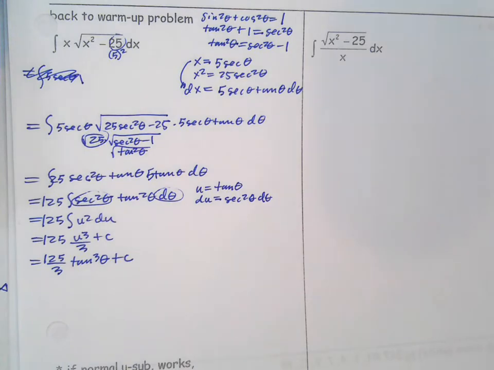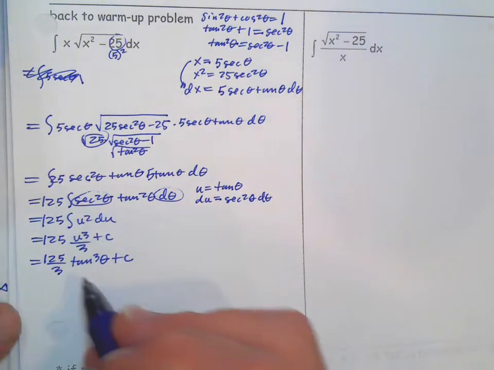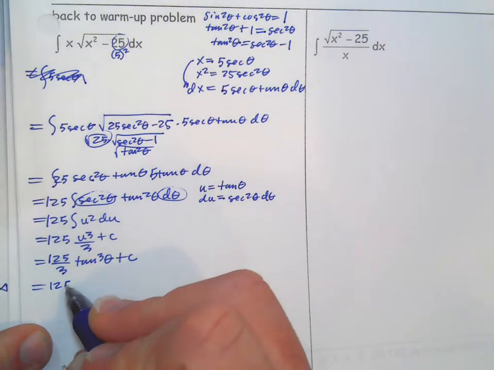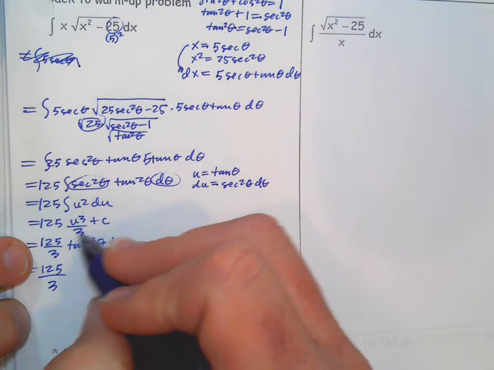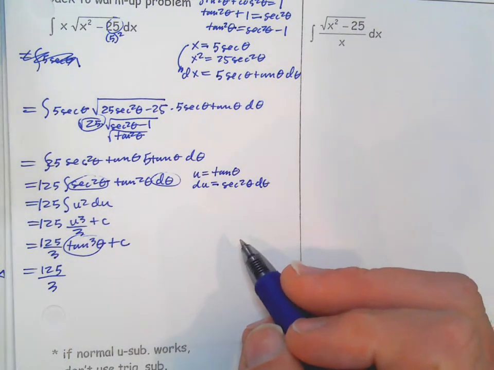This would be like leaving your answer with u's in it instead of changing it all back to the original variable. So right now we're on theta, but we really need to get back to x. So we've got to figure out how to replace theta with x. And so what's going to happen is we're going to replace tangent theta in terms of x.